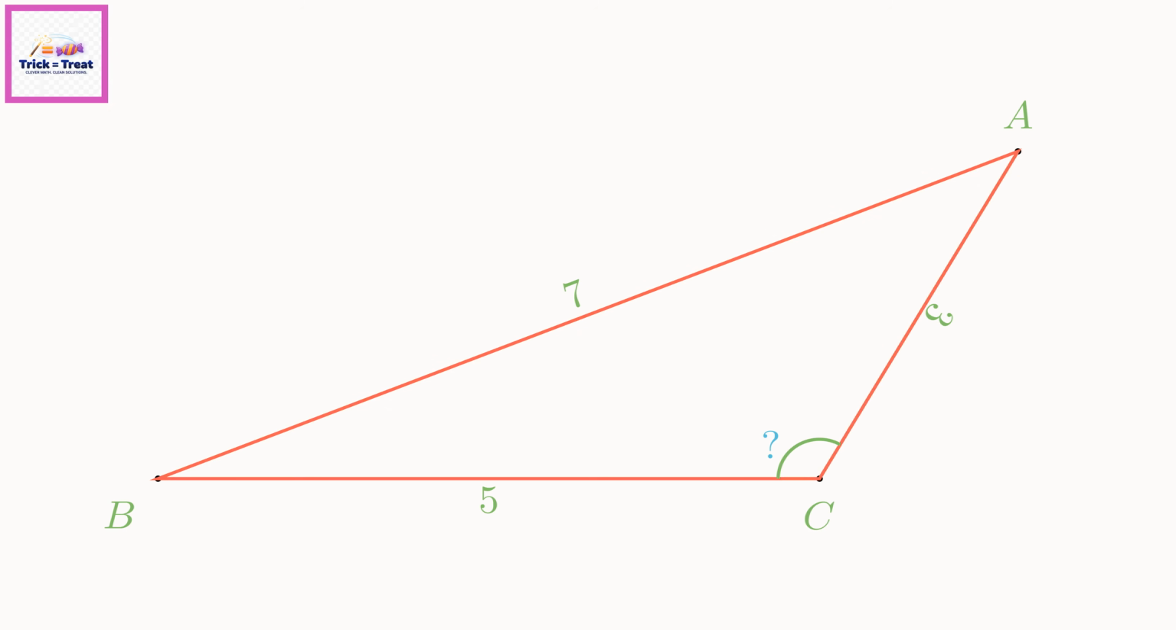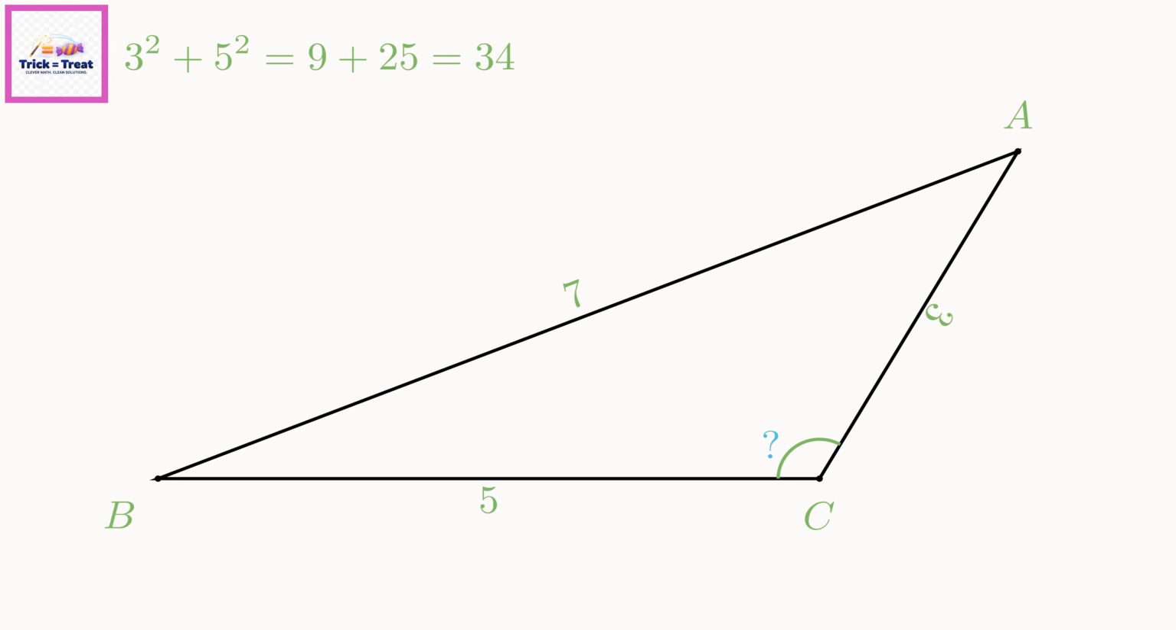First, a quick vibe check. Is this a right triangle? Let's test the legs. 3 squared plus 5 squared is 9 plus 25, which equals 34. But the hypotenuse squared? 7 squared is 49. 34 is definitely not 49.